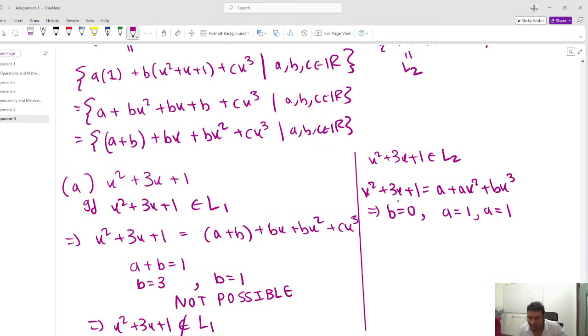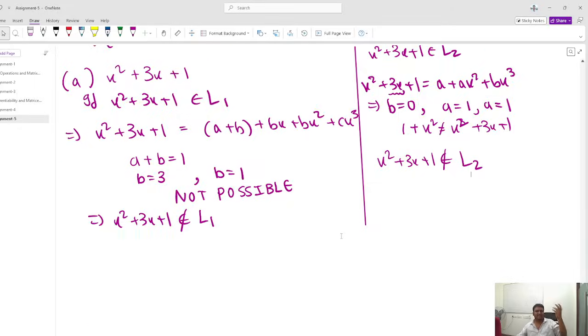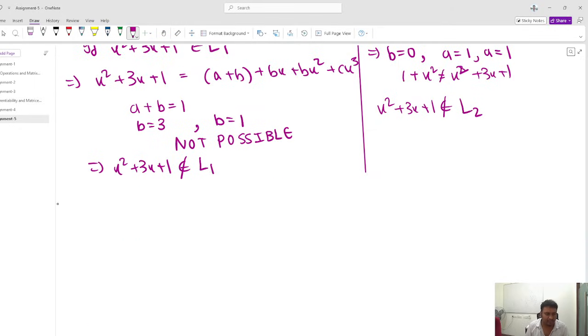But what about this 3x? So if a is 1, let's substitute it. 1 plus 1x square plus b is 0, right? This is not the same as x square plus 3x plus 1. So again, x square plus 3x plus 1 also does not belong to L2. Do you get it? So you cannot write it as a linear combination of those polynomials.